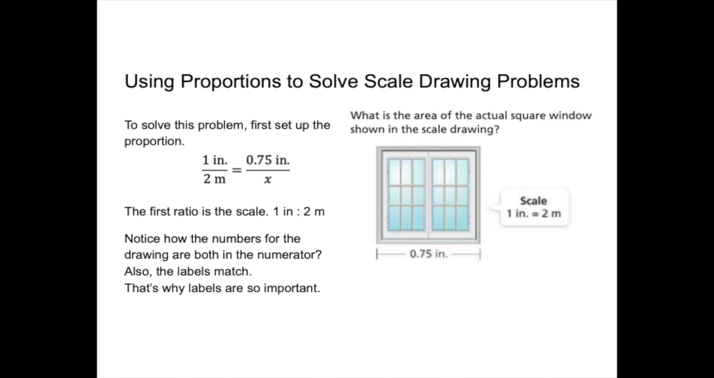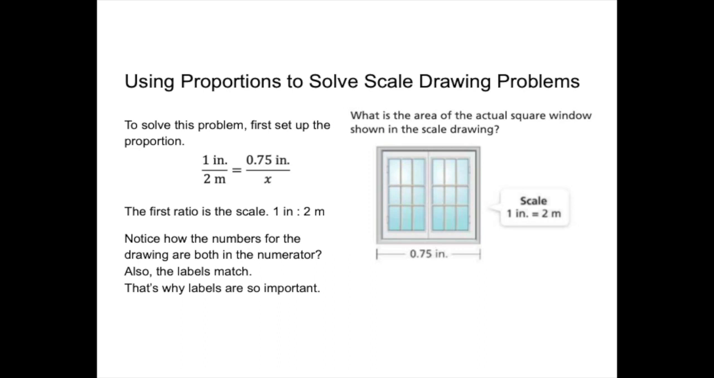In this question, we're asked to find the area of a square window. Next to the drawing, we see that the scale is 1 inch to 2 meters, and the width of the drawing is labeled as 75 hundredths inches. So the first thing we do is we set up the proportion. The scale is 1 inch to 2 meters, and so that's our first ratio, 1 inch over 2 meters.